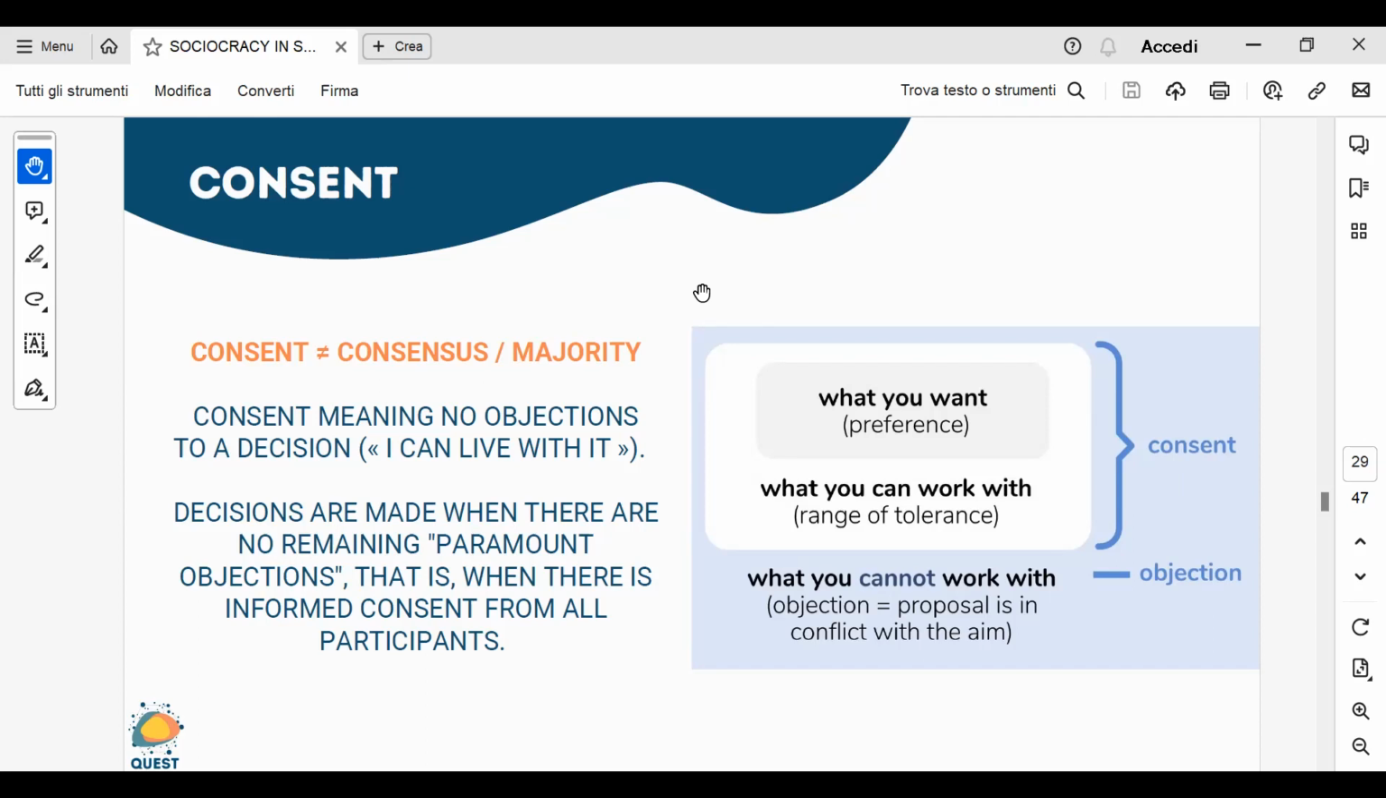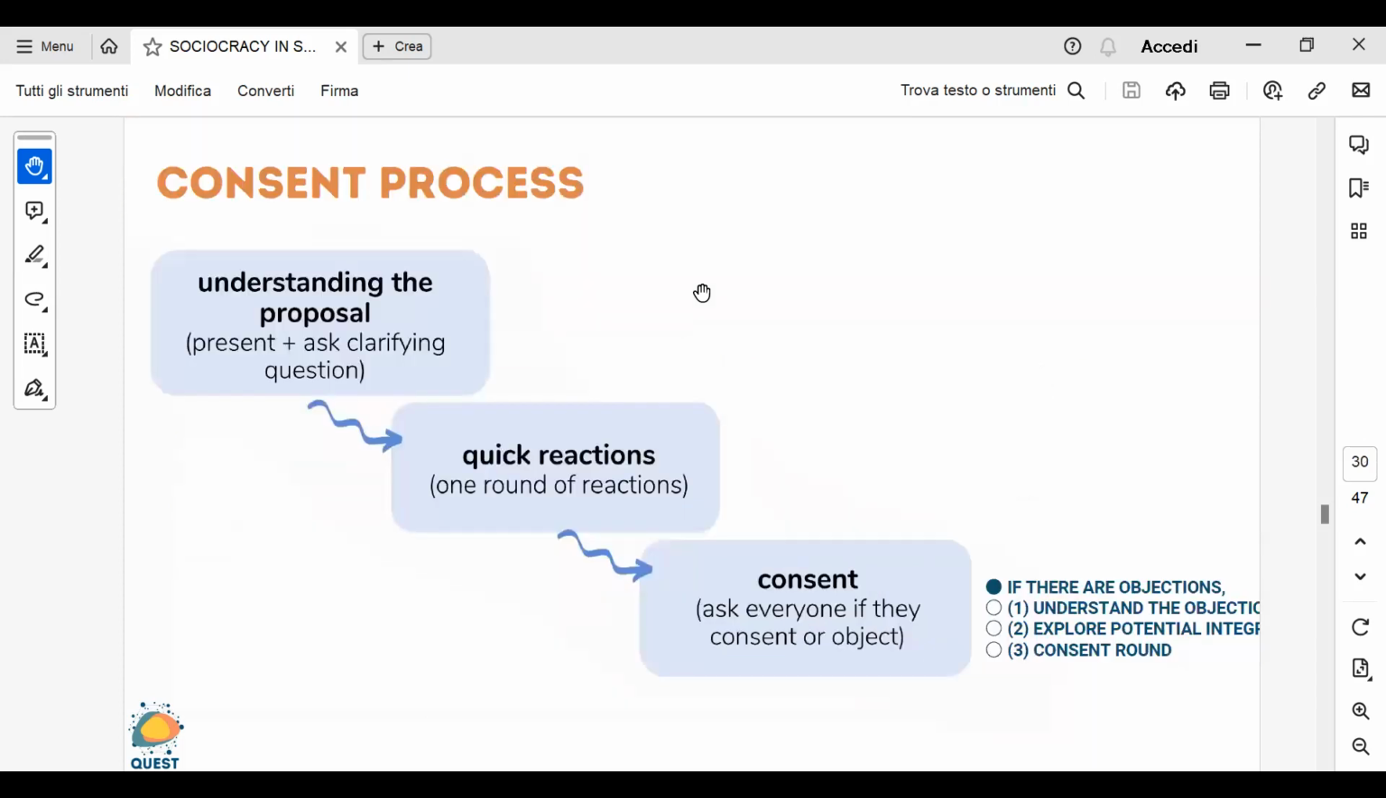You remember when I say that it's fundamental in an organization to have a clear vision, mission, and aim? Well, the other reason why it's important to have a clear aim is that we can only object in sociocracy if a proposal goes against the aim of the organization or against my role. So if a proposal stops me from doing my role. So this is really important in how we work with consent. How does the consent process work?